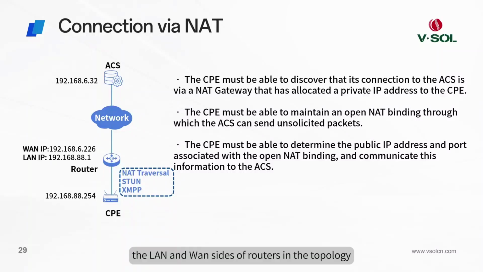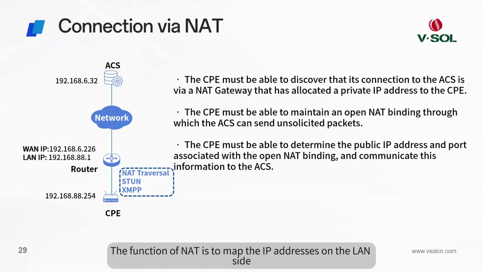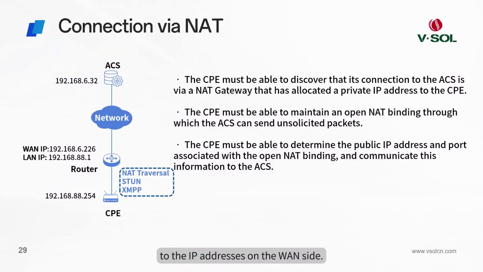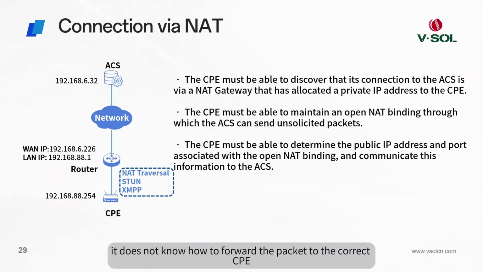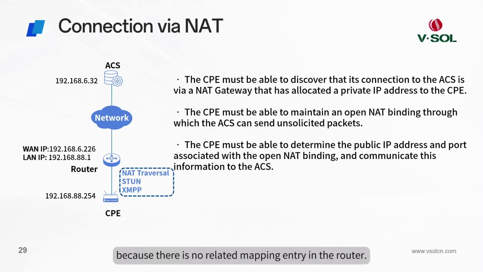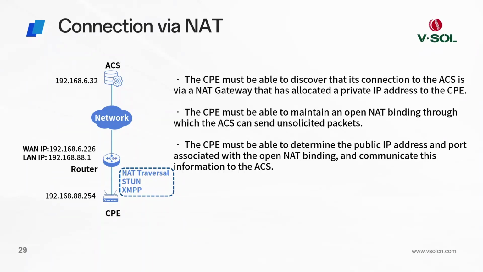The LAN and WAN sides of routers in the topology belong to different network segments. The function of NAT is to map the IP addresses on the LAN side to the IP addresses on the WAN side. This means that if the ACS initiates the session flow first, it does not know how to forward the packet to the correct CPE because there is no related mapping entry in the router.